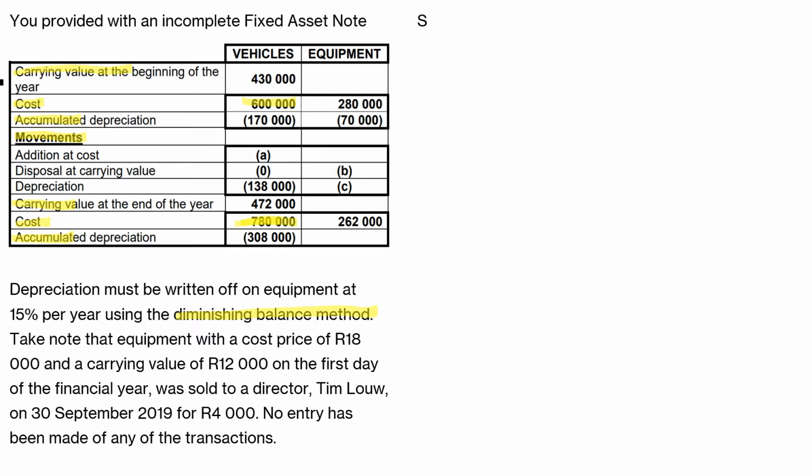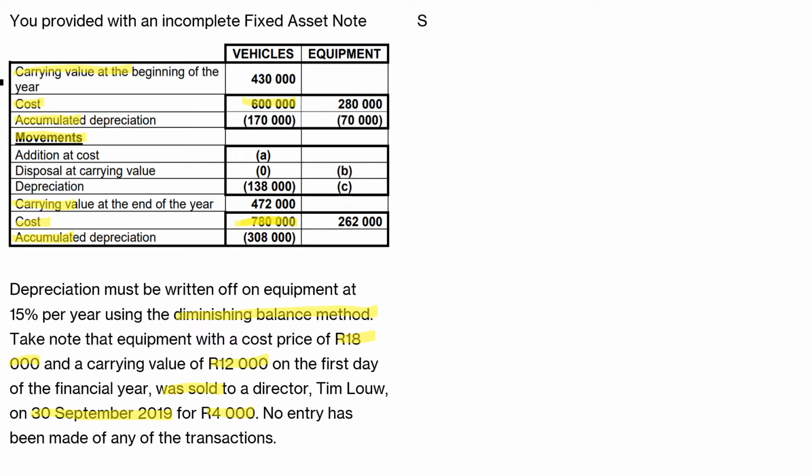Take note that equipment with a cost price of 18,000 and a carrying value of 12,000 on the first day of the financial year was sold, so that's accounted for as a disposal. So basically here we're dealing with disposal, right? So it's accumulated depreciation, depreciation note number 3, and disposal. It was sold to the Director, Timlo, on 30 September 2019. This date is very important, and the price was 4,000. No entry has been made of any of these transactions.